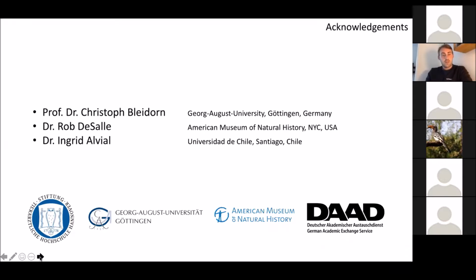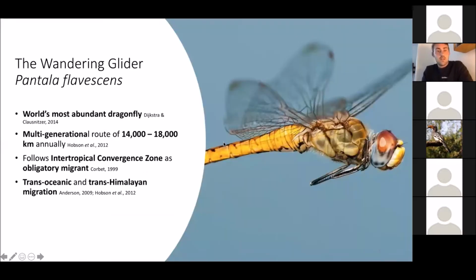First, let me give you a little introduction to the wandering glider. The wandering glider is the world's most abundant dragonfly, distributed all over the world on all continents except Antarctica, and it has outstanding migratory behavior. It covers up to 18,000 kilometers every year on a multi-generational route, which is not reached by any other insect. It does this to follow the rains of the intertropical convergence zone, which shifts every year, in order to lay its eggs in the emerging ephemeral waters. Even transoceanic and trans-Himalayan migration is observed.